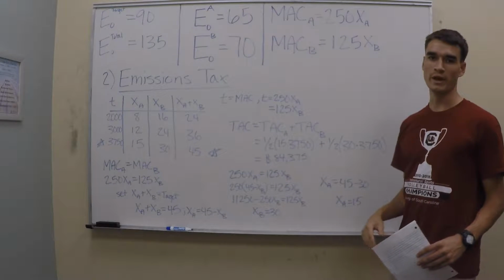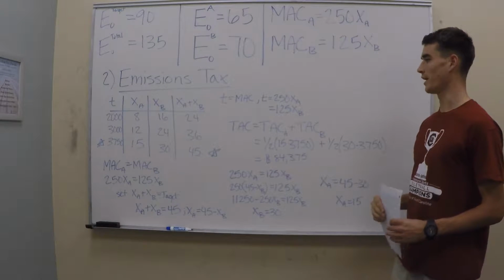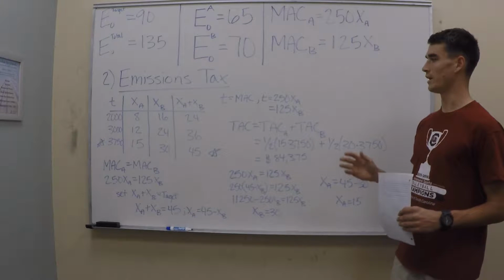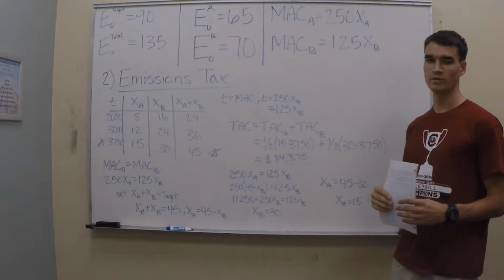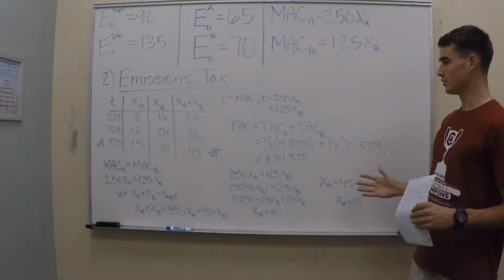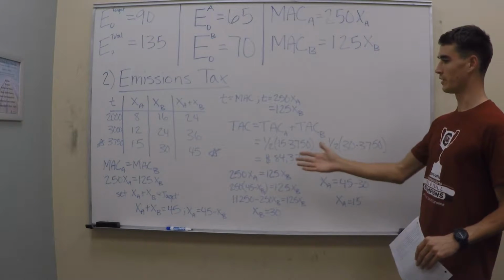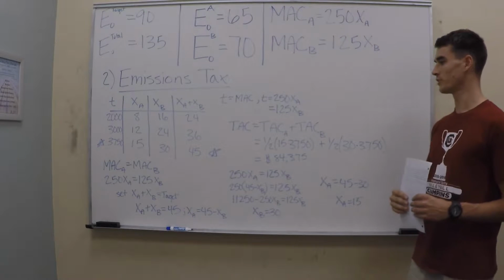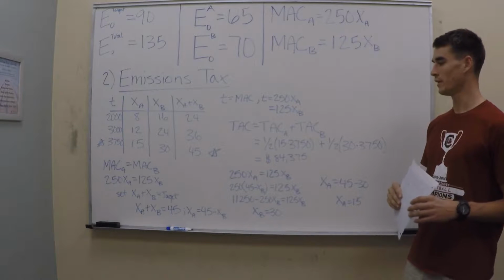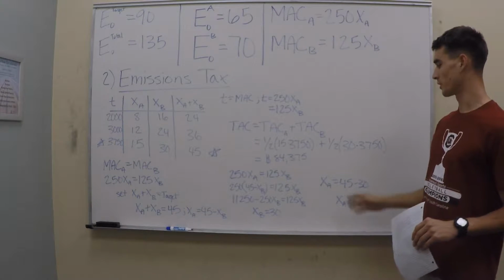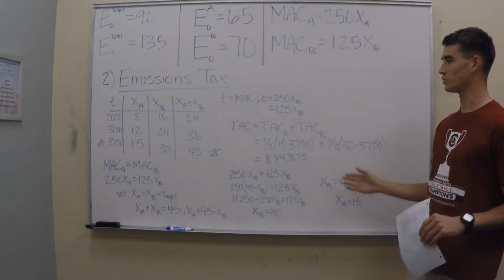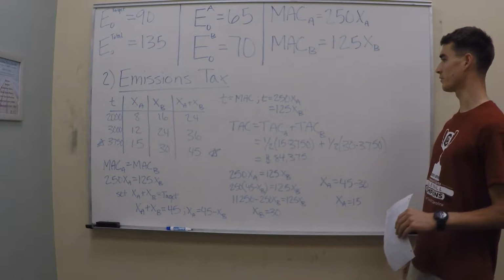So you continue to do that until you reach your emissions goal, and we found that with a tax of $3,750, and that was total abatement between the 2 firms of 45, which is our goal. That's what you need, because if you set the marginal cost equal to each other, you have 250 XA equals 125 XB, and then doing some algebra, you work out that XB is equal to 30, and XA equals 15, which matches up with our graph in tax.